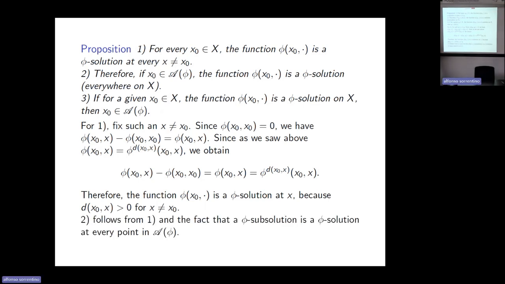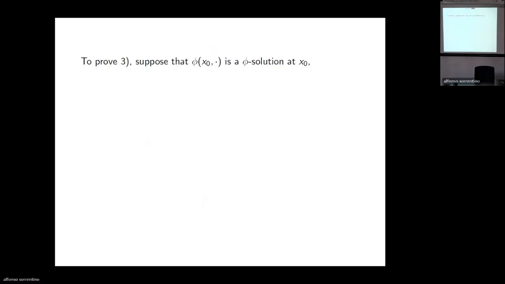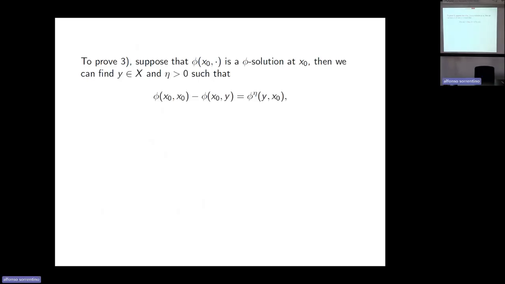Now, as I said, 2 follows from 1, because the only point where it could be not a solution in this case is x0, but we showed that x0 is automatically a solution. Now, suppose phi of x0, x is a phi solution at x0. Then we can find a y and an eta positive such that phi of x0 minus phi of x0y equals phi eta of y x0. This expresses that it's a solution at x0.